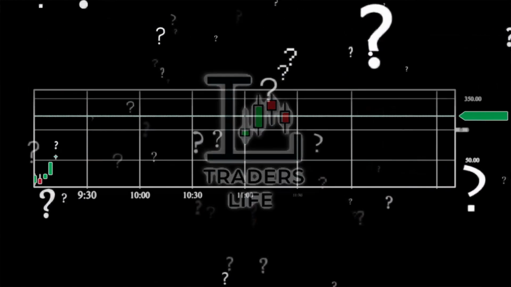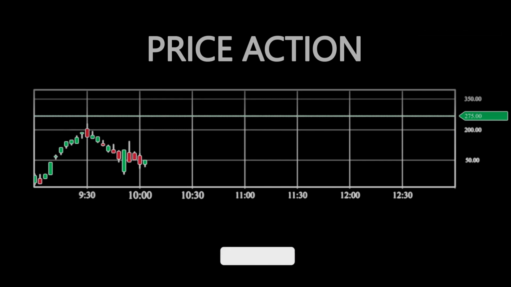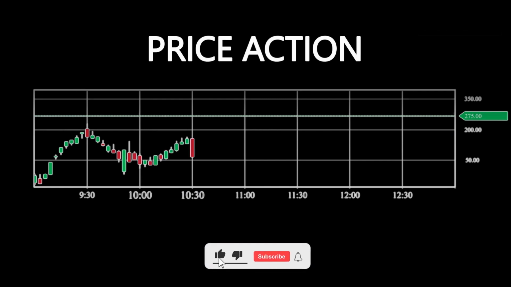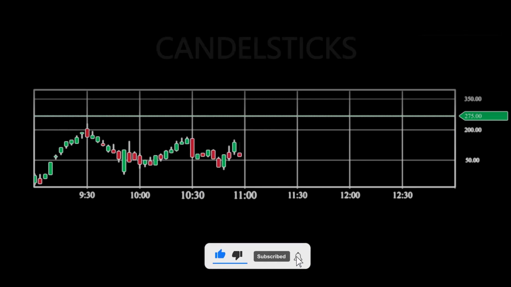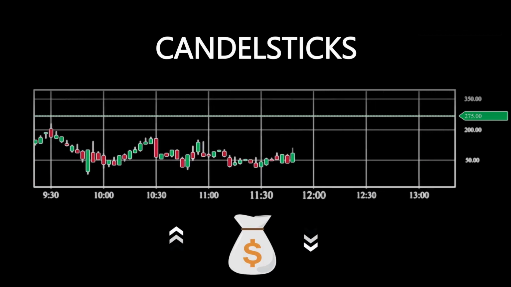How do we basically trade? It is pretty simple. By understanding the price action. The price action consists of two parts. Number one being the candlesticks, and this video will be all about that. So the green and the red bars which you are seeing are called candlesticks, which indicate whether the prices are going up or down.